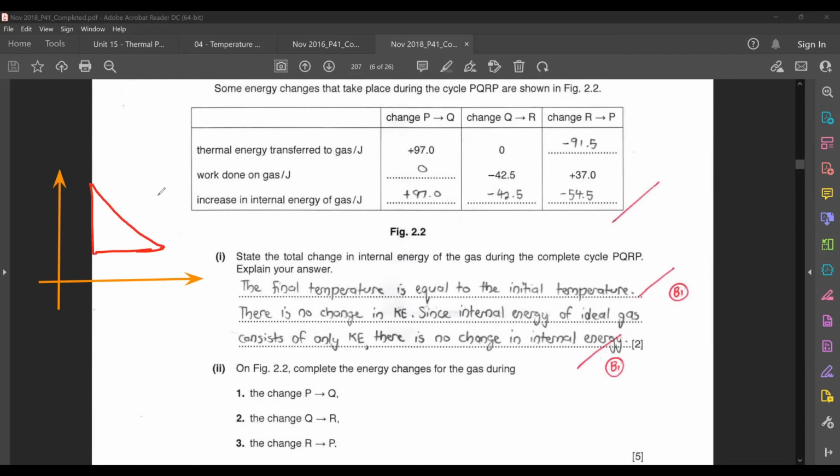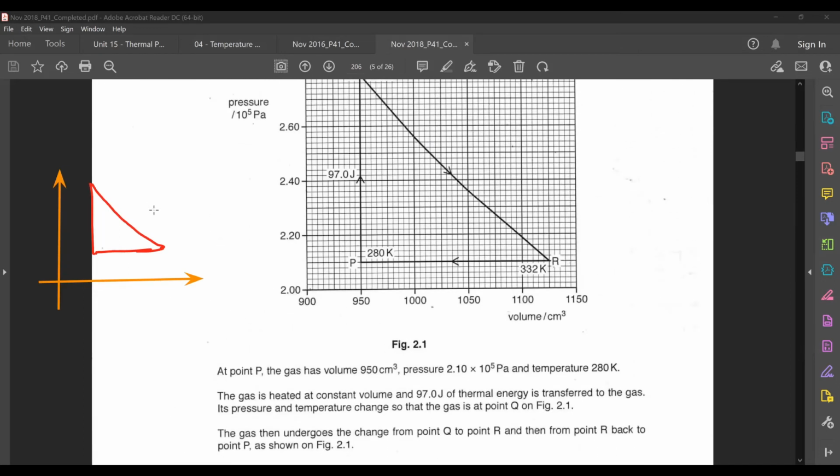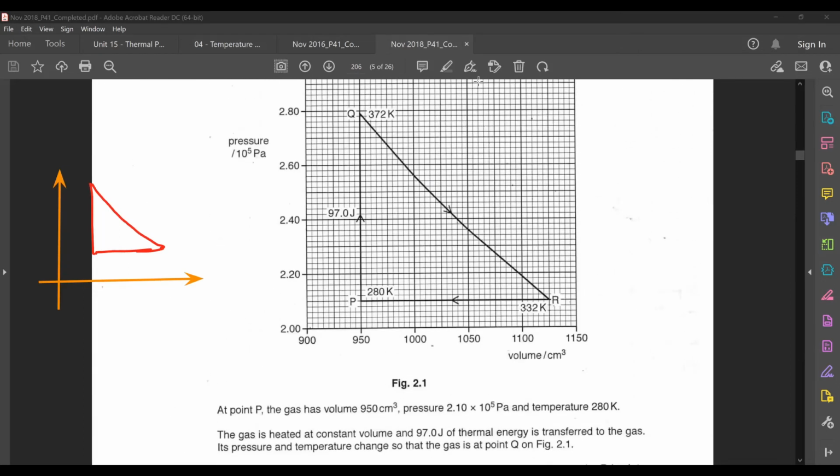Okay. You had this one, PQRP, going from here to here to here.